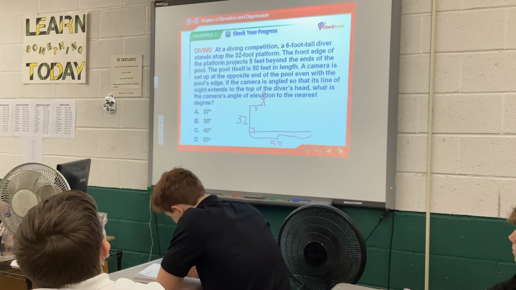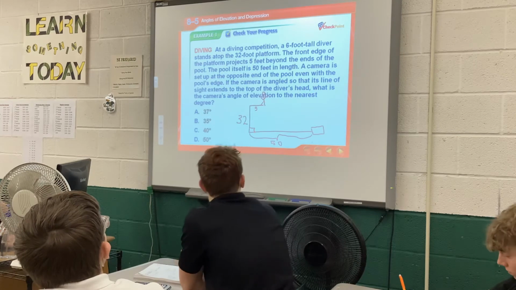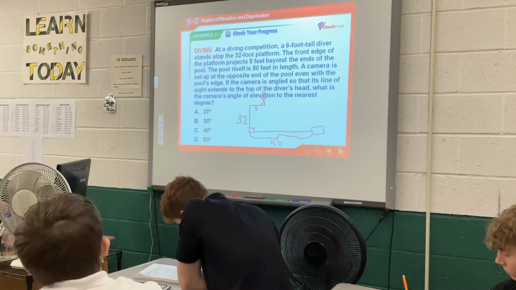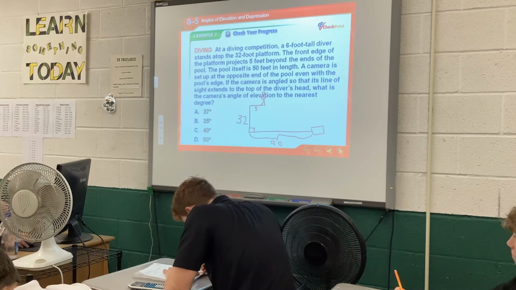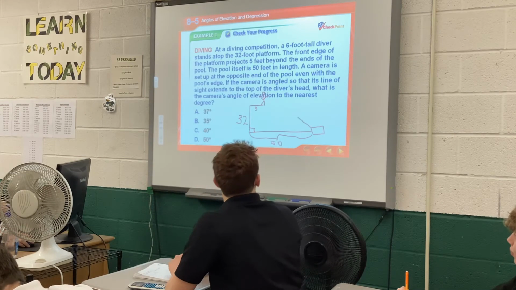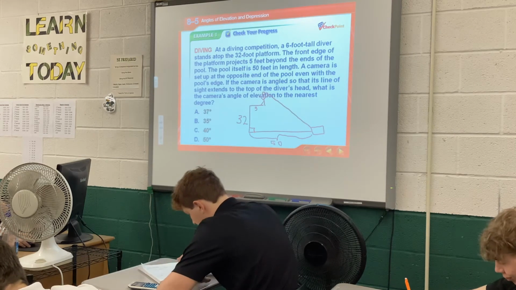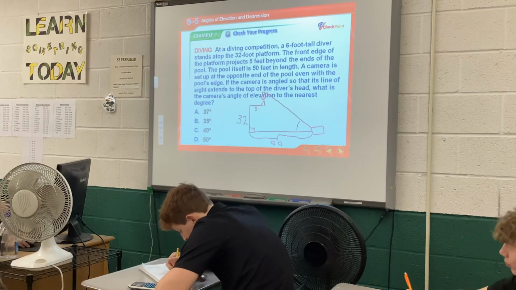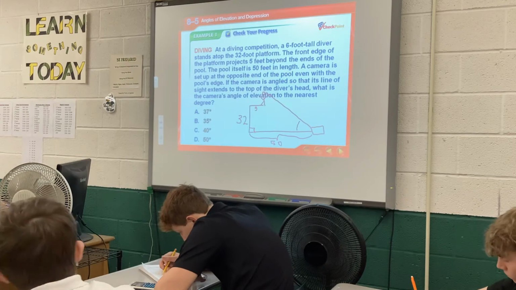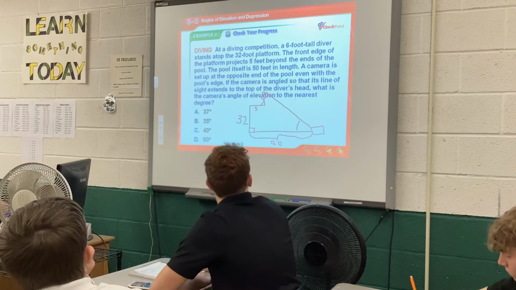So a camera is set up down here. So here's my little camera. At the pool's edge, if the camera is angled so that its line of sight extends to the top of the diver's head, again important, right? What is the camera's angle of elevation? So they're actually asking you for this. So now, what is my problem?